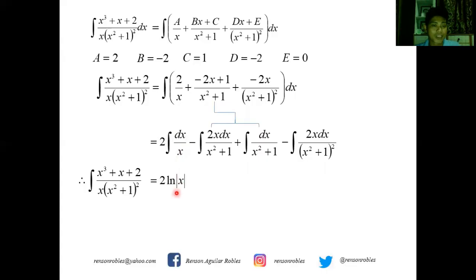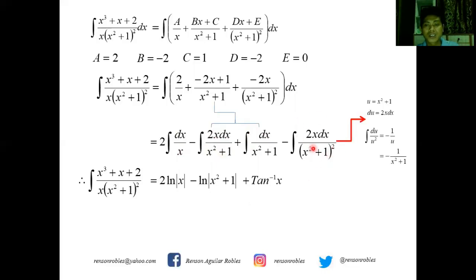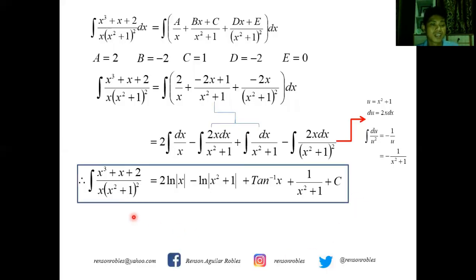Okay, so we now have 2 integral of dx over x is 2 ln x, and then if we let this be your u, x squared plus 1, your du is 2x dx, and this leads us to negative ln of x squared plus 1. And we all know that this one follows an arctangent. So you have plus arctangent of x. And again, this term can be integrated by applying the power formula. Okay, and that leads us to 1 all over x squared plus 1. And then you can now add c. Which means the integral of x cubed plus x plus 2 all over the quantity x times x squared plus 1 to the second power is just equal to 2 ln x minus ln of x squared plus 1 plus arctangent of x plus 1 over x squared plus 1 plus c.